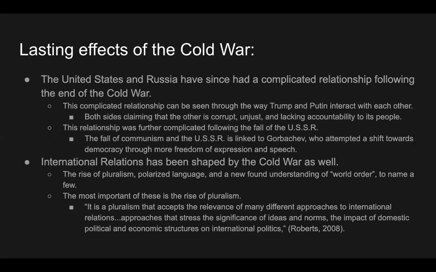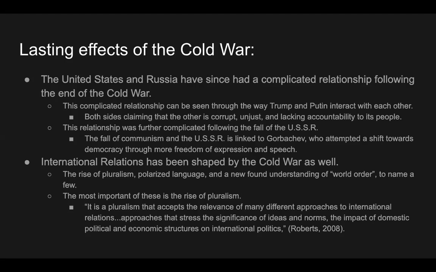Some lasting effects of the Cold War. The United States and Russia have since had a really complicated relationship following the end of the Cold War. I guess some of the most notable examples of this is the relationship between Trump and Putin, with claims of corruption and unjust leadership and lack of accountability. It's also seen in sanctions between the US and Russia.